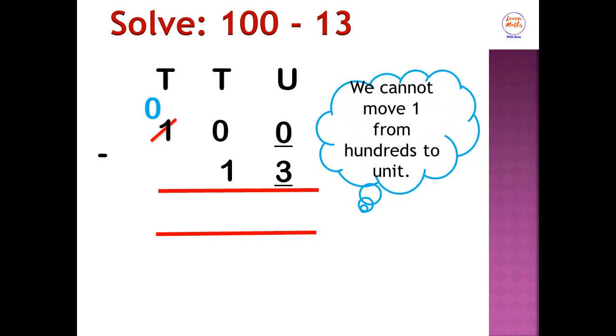And we cannot move 1 to the units. So what do we do? We move that 1 to the tens part, and we have 10. Then from 10 we borrow another 1, which will be left with 9, and we bring the 1 to our units. So 10 minus 3 is 7. 9 minus 1 is 8. Then 0 minus 0 is still 0, so we'll just leave it blank. So 100 minus 13 is 87.